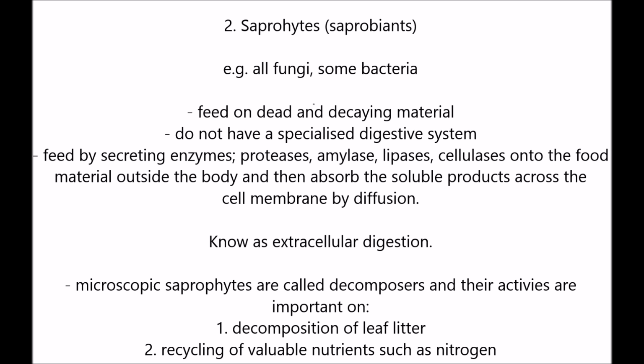The second type of heterotrophic feeding is saprophytes, also known as saprobionts. An example of these are all fungi and some bacteria. They feed on dead and decaying material and do not have a specialised digestive system. They feed by secreting enzymes such as proteases, amylase, lipases and cellulases. They secrete these enzymes onto the food material outside the body and then absorb the soluble products across a cell membrane by diffusion. This is called extracellular digestion.